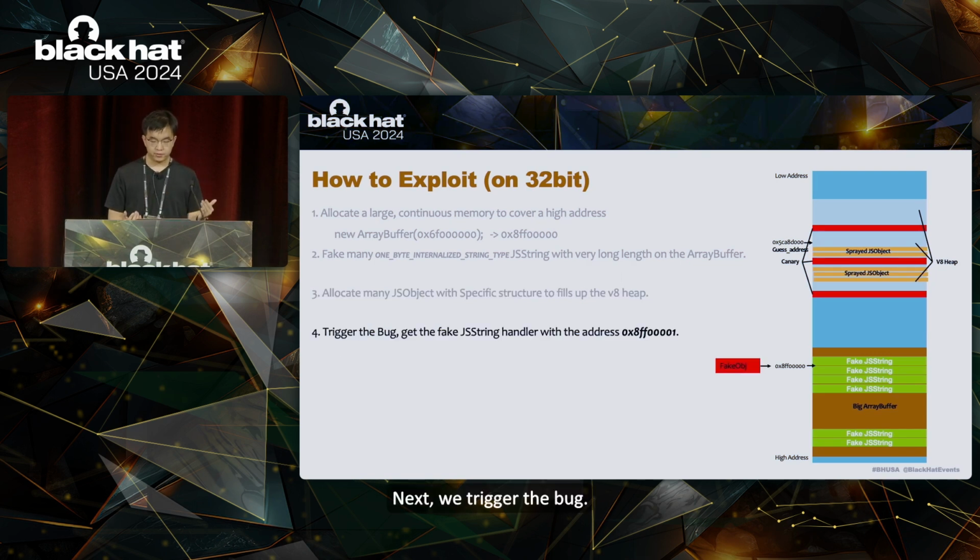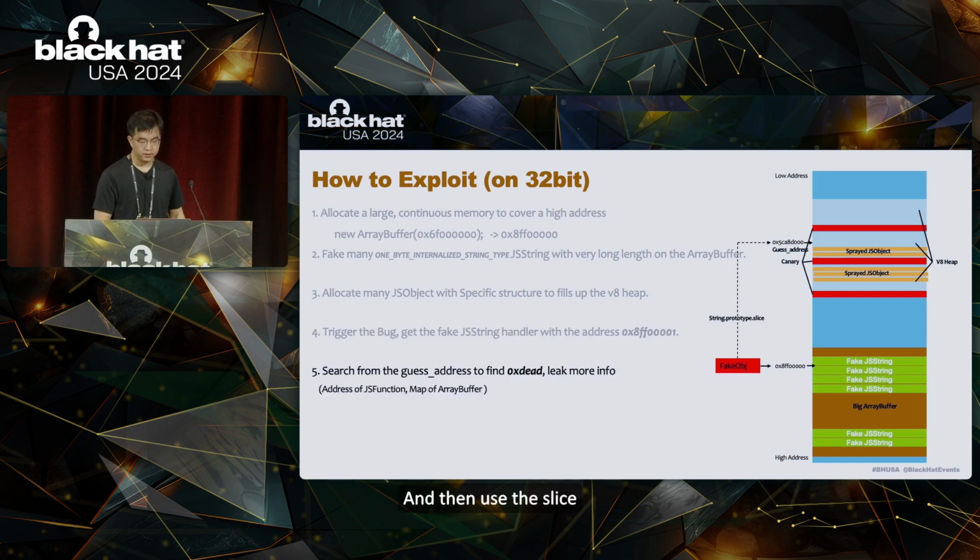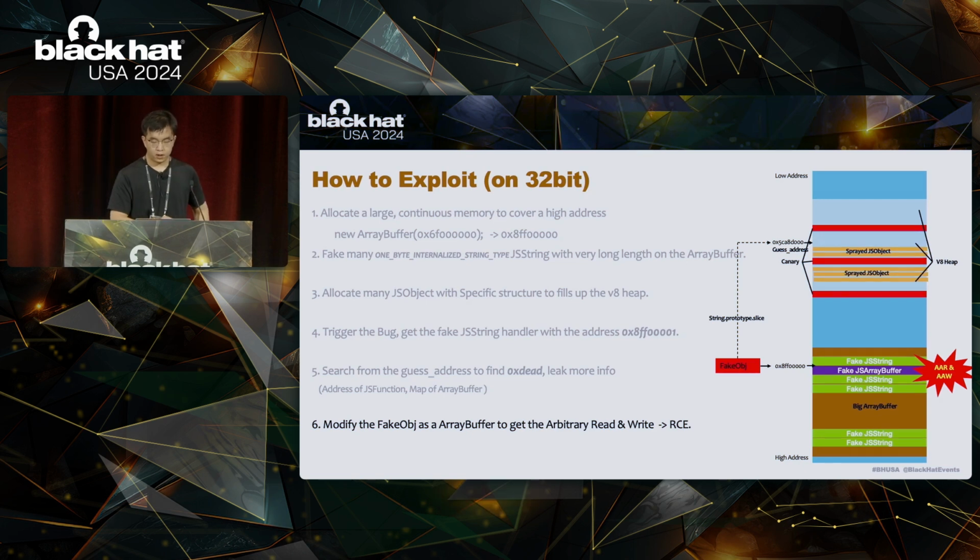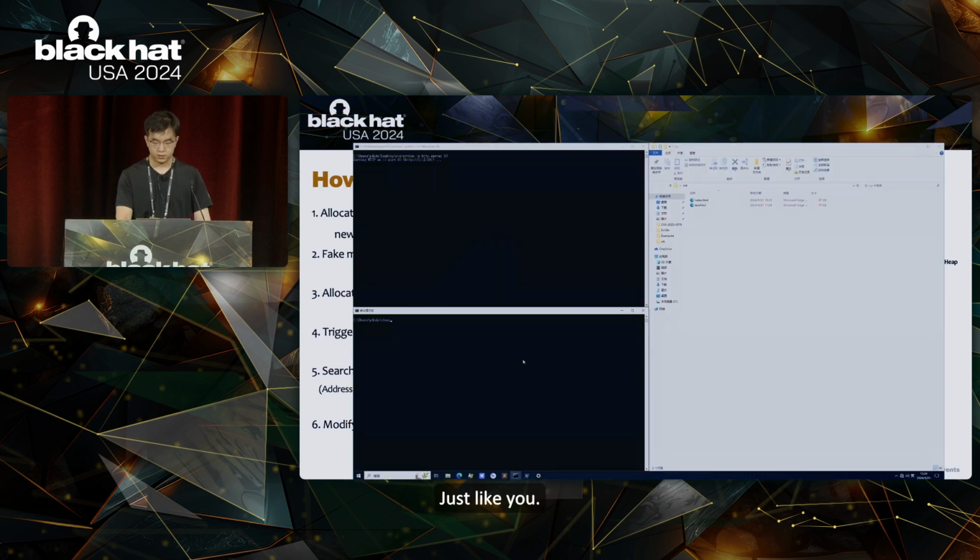Next, we trigger the bug, get the fake JS string handlers with these high addresses, and then use the slice method of the JS string with a fake, this is just a fake JS string, right? We can search the V8 heap memory to locate the JavaScript object containing the markers we just set. The final step is to transfer the fake object into the array buffer to achieve arbitrary address read and write, and RCE.